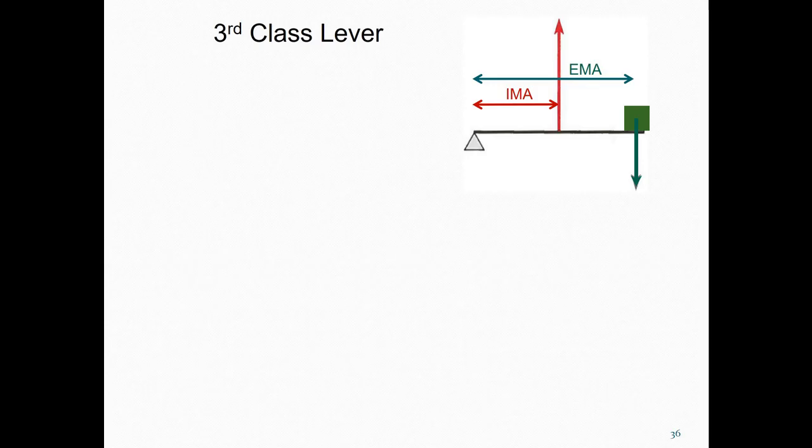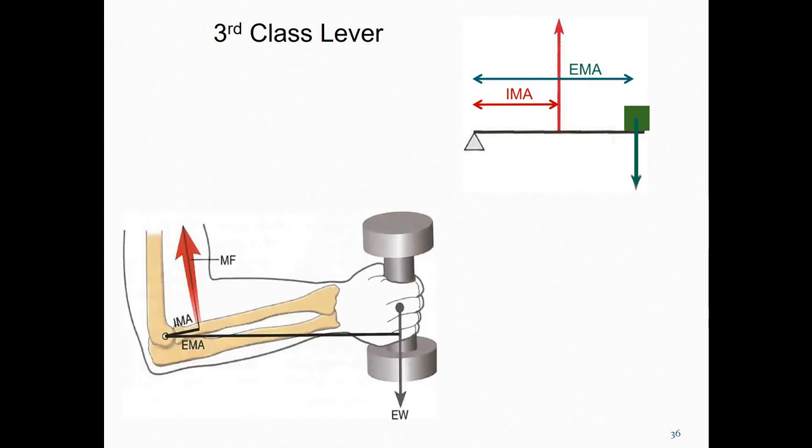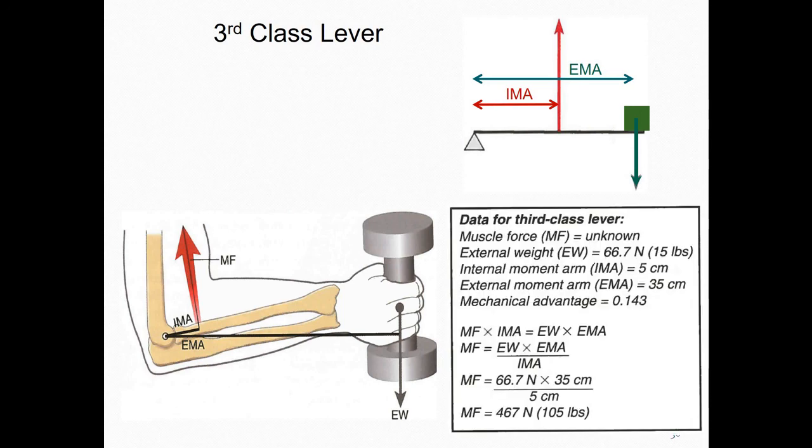In a third-class lever, the external force and the internal force are again both on the same side of the fulcrum, but now the external force is further from the fulcrum. Holding your arm in 90 degrees elbow flexion is an example of a third-class lever. The internal moment arm is much shorter than the external moment arm. In the data box here, we see the mechanical advantage is calculated to be far below 1. What this means is that a large internal force is required to move a relatively small mass.